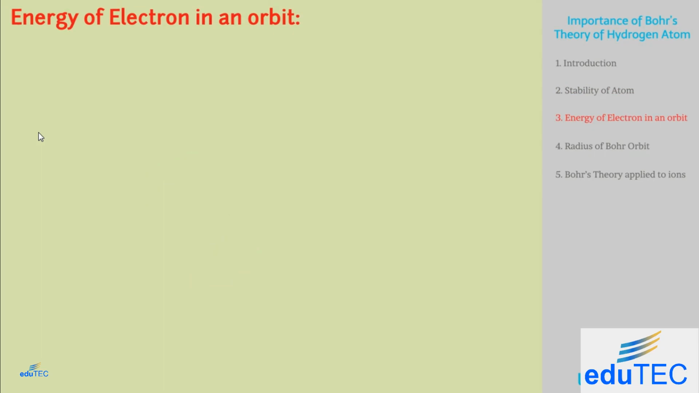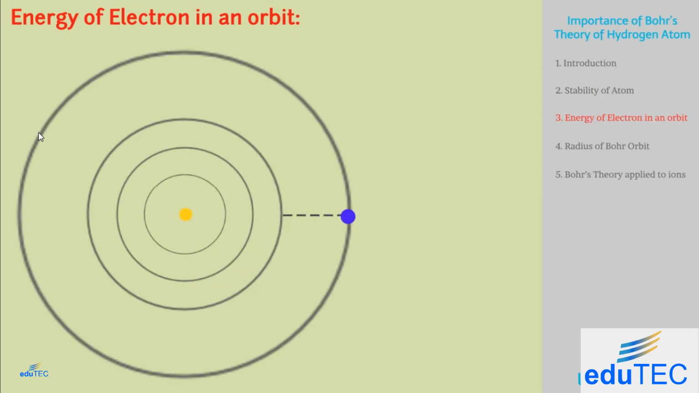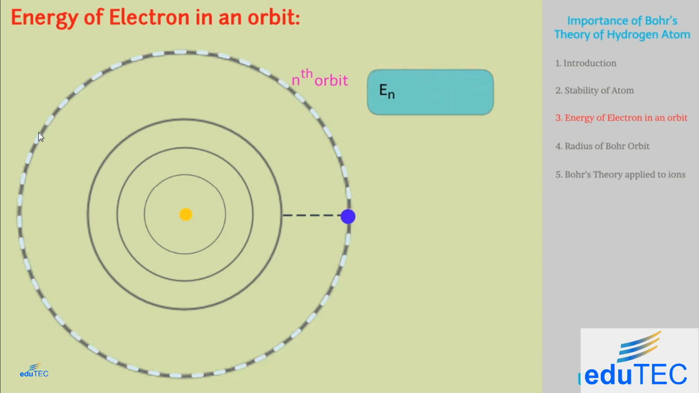Energy of electron in an orbit. If an electron is revolving in nth orbit, then the expression of energy of electron in nth orbit is given as En equals to minus RH into bracket 1 upon n square, where n is equal to 1, 2, 3 and so on, and RH is equal to Rydberg constant, which is equal to 2.18 into 10 raised to minus 18 joules.